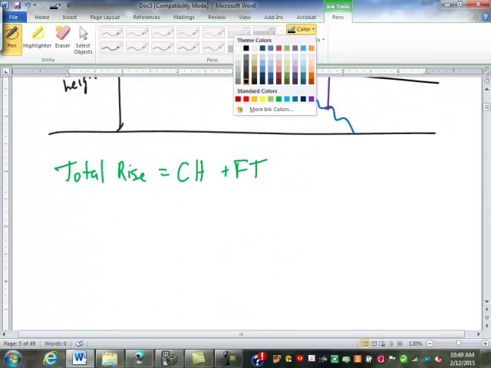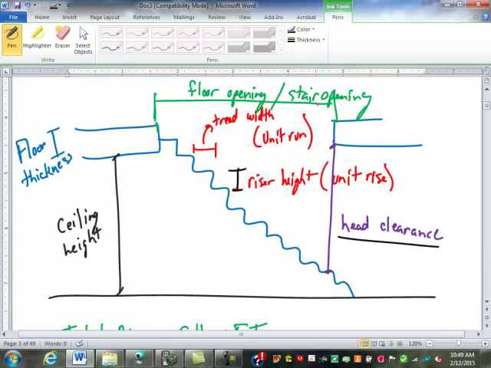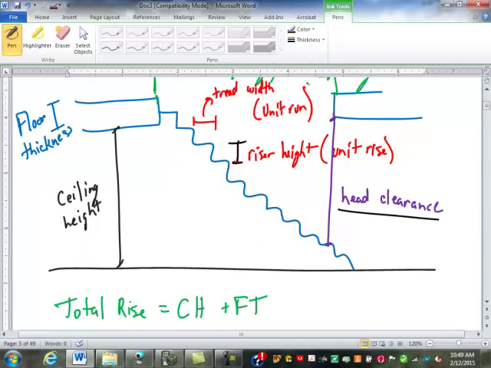Look confused, Andrew. What's wrong? The floor opening? The stair opening? Yeah, that's just how big the hole in the floor is.